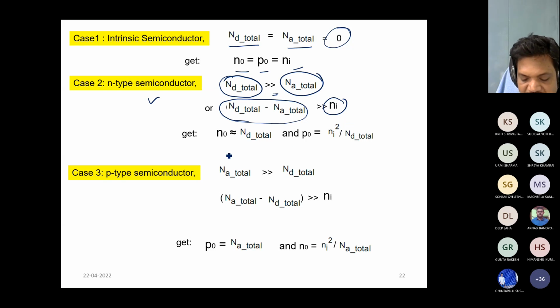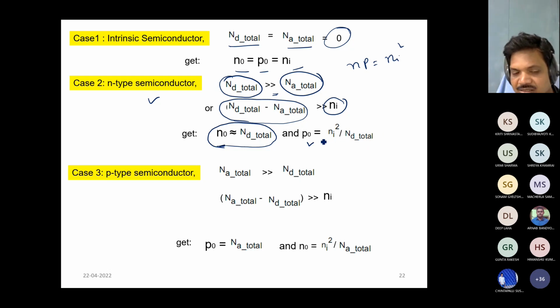So accordingly, what we will get is that N0 is very closely equal to ND, the doping concentration. Then as N P is equal to Ni square, we can get the hole concentration as Ni square by Nd. That means if we increase the electrons, the holes will be decreased by this factor. Are you getting it?